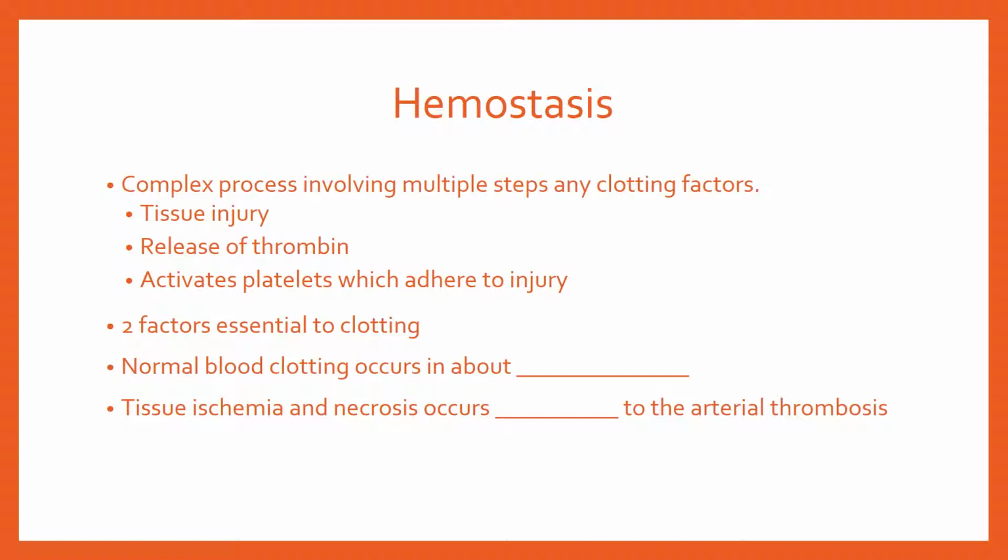Tissue ischemia necrosis occurs distal to the arterial thrombosis. So if you have an injury or a clot, say behind the knee in the popliteal area, then anything below that, from your knee down to your feet and toes, is going to have that tissue ischemia necrosis unless you get that blood circulation running again quickly.